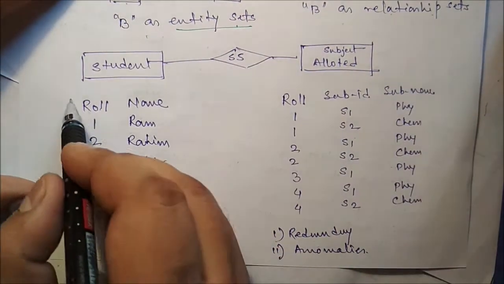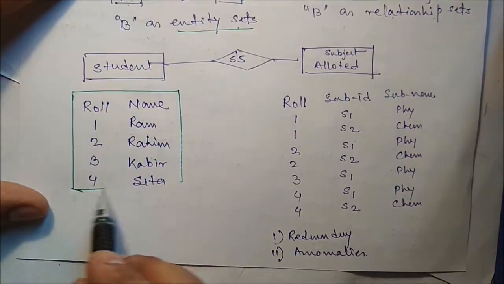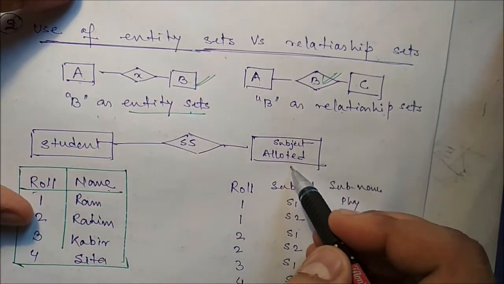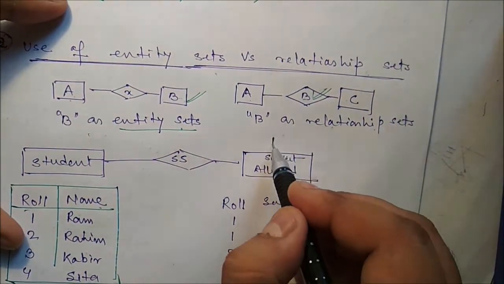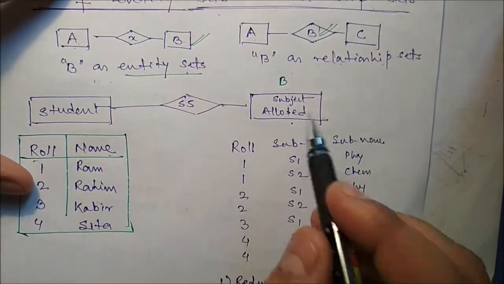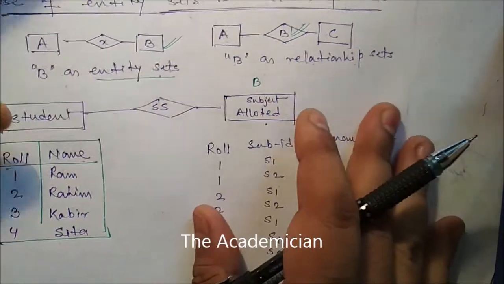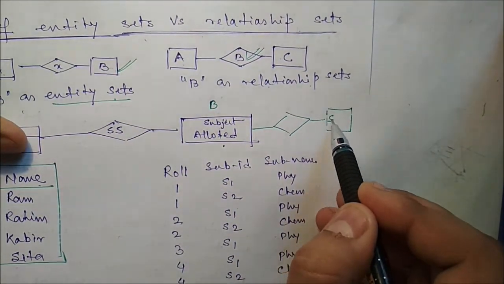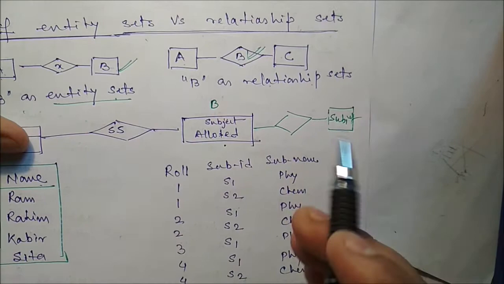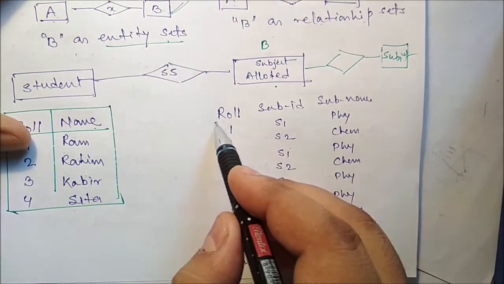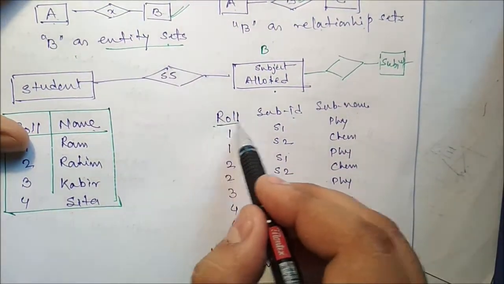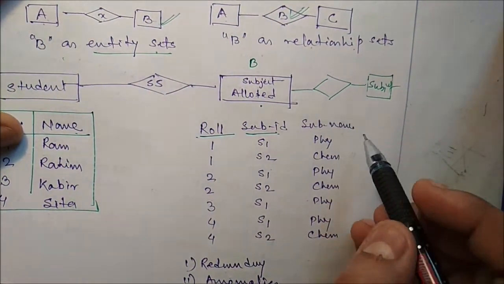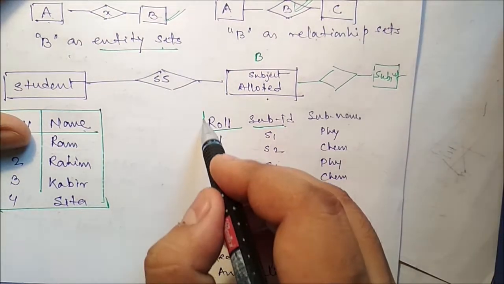Now we can say student subject allocation. Now here student table is there. This is the student entity set, where two attributes are the roll number and name. Now here subject allotted. So here you see, assume it is B. Subject allotted is an entity set. So that means there must be a subject table. Are you getting this one? So roll number, subject ID and subject name. So using roll number and subject ID, we can identify the subject name, or we may add the marks also.